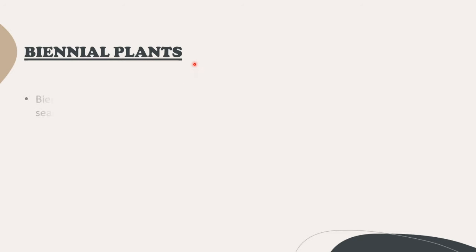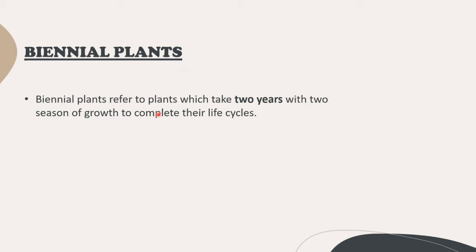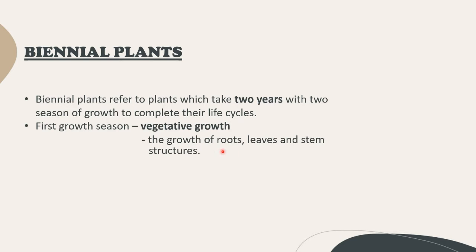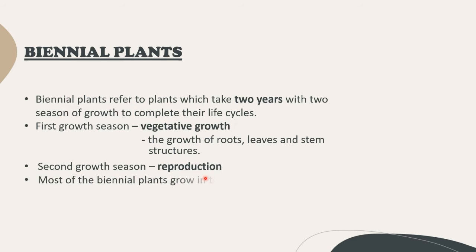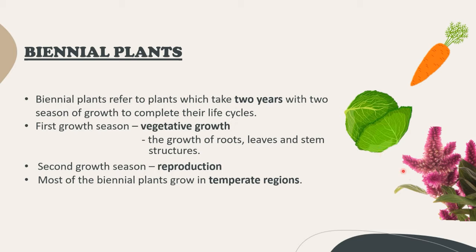For biennial plants, what is biennial plants? Biennial plants refer to plants which take 2 years with 2 seasons of growth to complete their life cycle. So they grow in 2 seasons within 2 years. The first growth season is their vegetative growth, the growth of roots, leaf, and stem structure. The second growth season is their reproduction. Most of the plants grow in temperate region. For example, carrot plant, cabbage, and also silver squash.